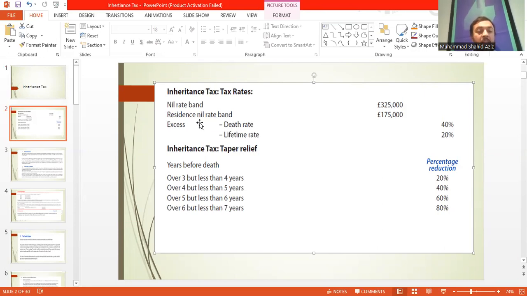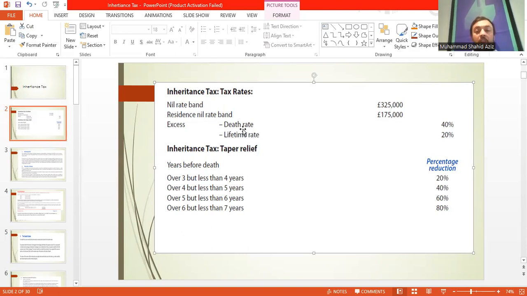The next one is the resident nil rate band. The resident nil rate band is an additional allowance that the government is giving, and it is available only to direct descendants. Like if the property has been inherited by direct children, grandchildren, like that. So this is only available. If you give to other relatives, it's not allowed. Then this is 175,000 pounds.